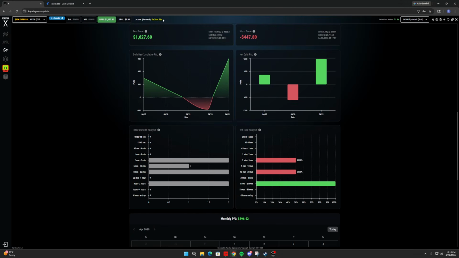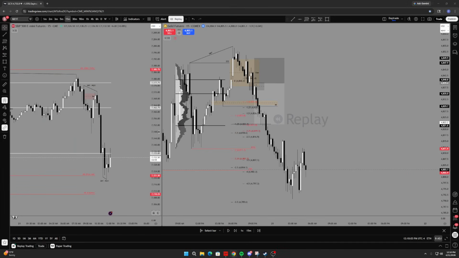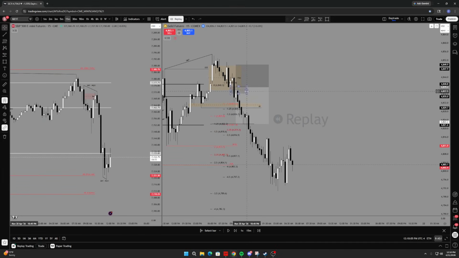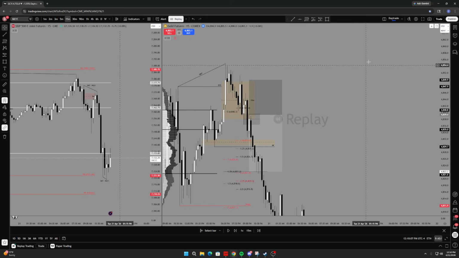As you can see, my accounts are locked out, so I locked them out last night for the whole session today. This is just a really good trade to take, so no reason to give profits back to the market.